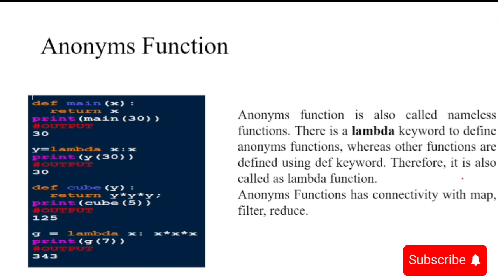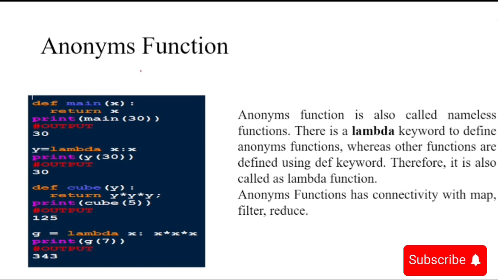Then we have the anonymous function as another type of function that we have. The anonymous function is also called a nameless function. There is a lambda keyword to define the anonymous function, whereas the other functions are defined using the def keyword. Therefore, it is also called a lambda function. The anonymous function has connectivity with map, filter, and reduce. So when we define the lambda function or the anonymous function, we use the lambda keyword.